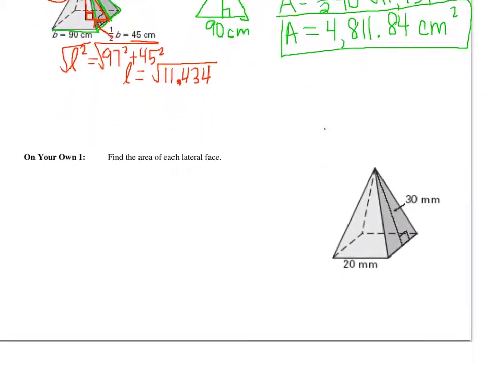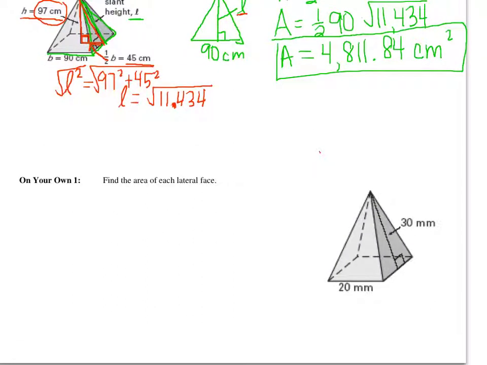Alright, let's do this on your own. It says find the area of each lateral face. So I want to find the area of each of these on the side. There's going to be 4 of them since my base is a square. And this side down here is going to be 20 millimeters. And they give me my slant height right here.